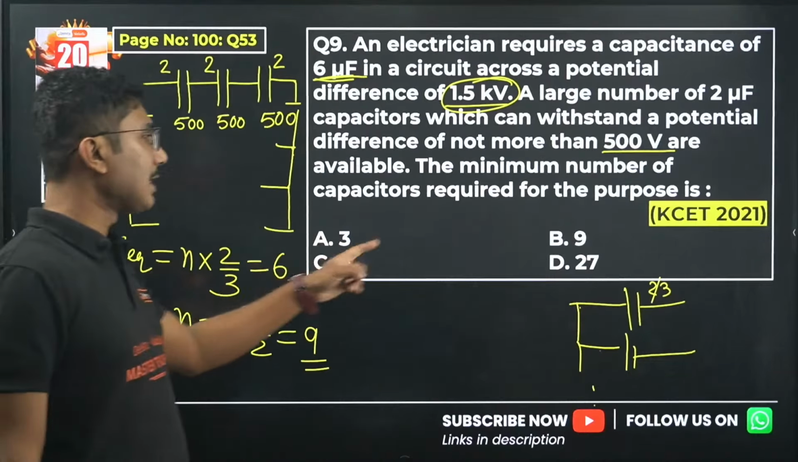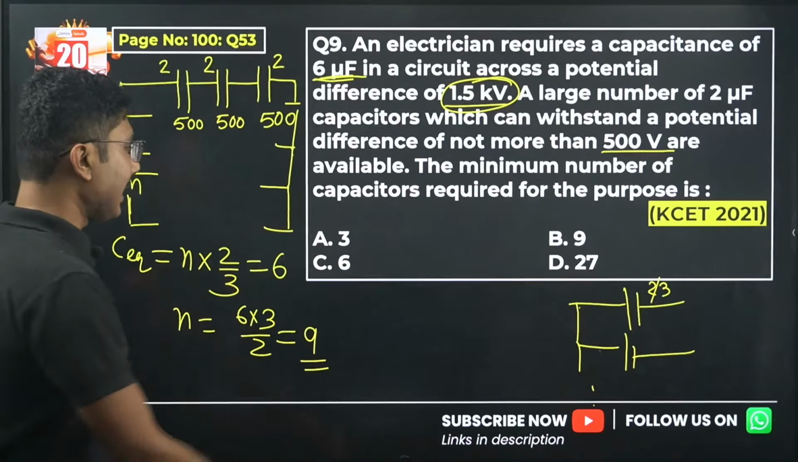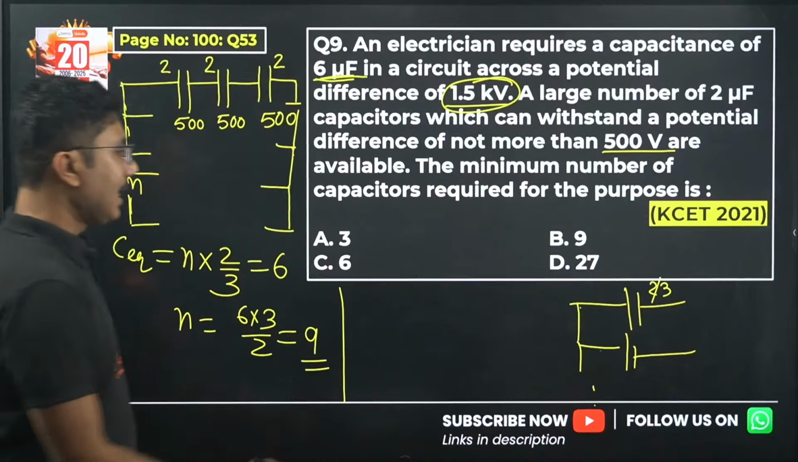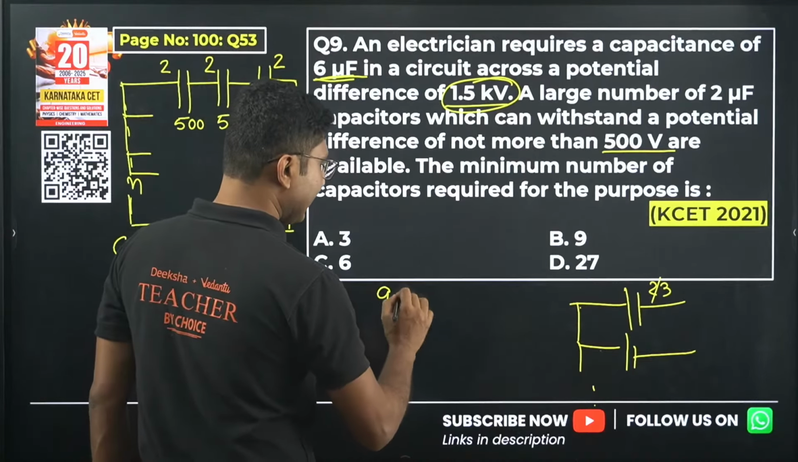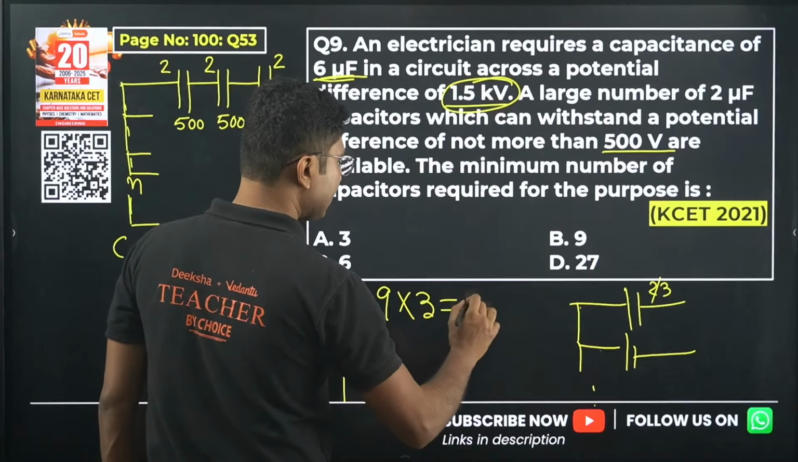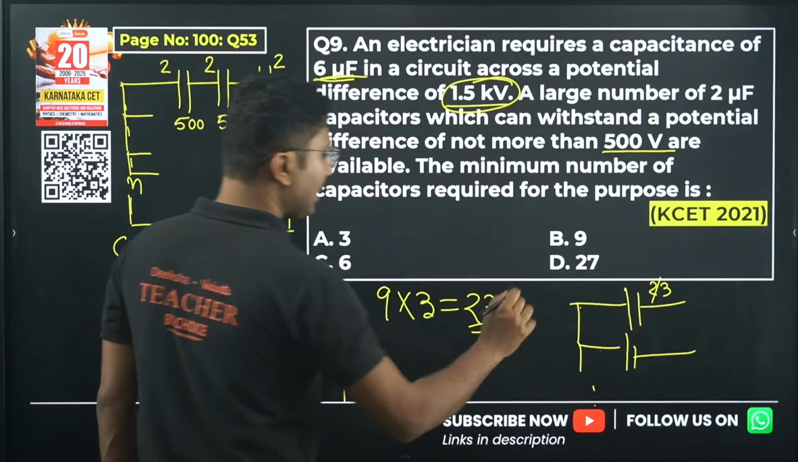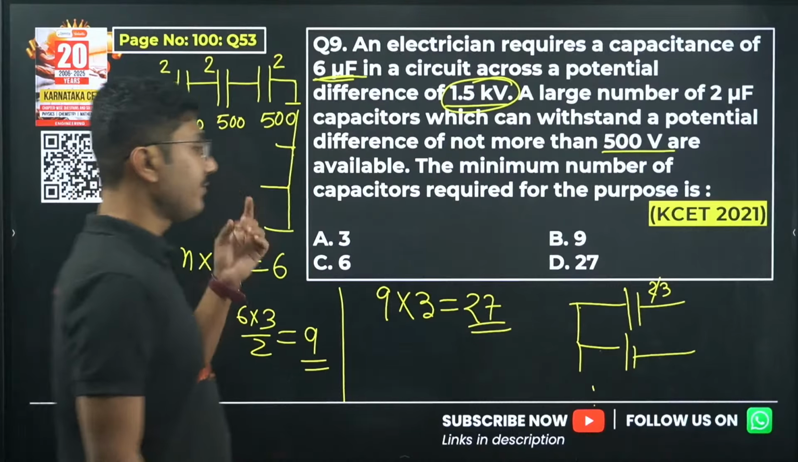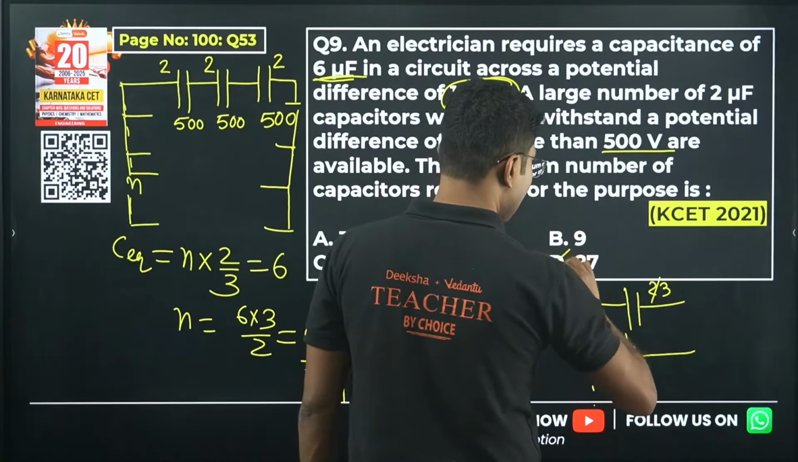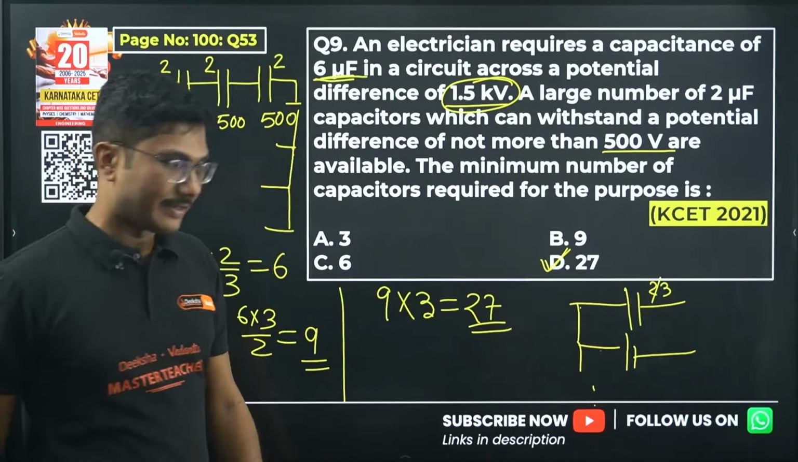Now 3 is not the answer, 9 is not the answer. The correct answer is actually 9 lines, and each line contains 3 capacitors. So the total number of capacitors is 27. Correct answer is 27.